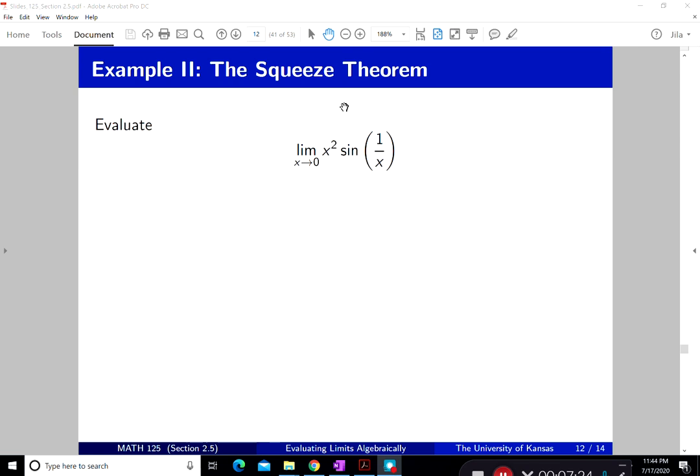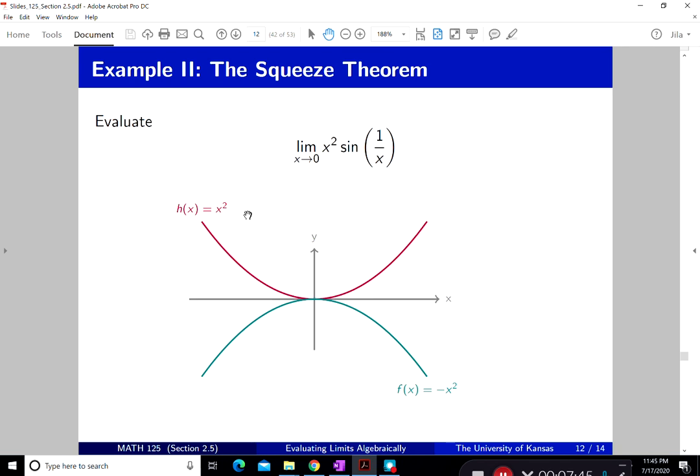You've seen the sine of 1 over x. That one did not have a limit, but interestingly enough, x squared sine of 1 over x has a limit as x approaches 0. So there are homework assignments usually assigned to this type of problem.